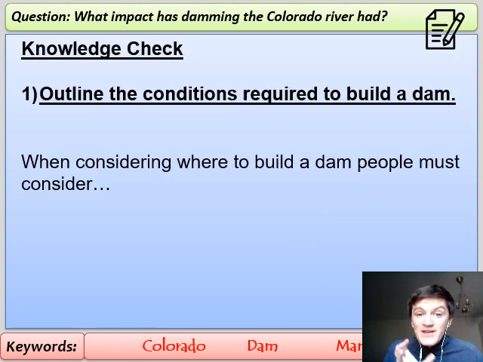So I've just talked about the conditions required to build a dam. Now I want you to think about it yourself and get it written down. When considering where to build a dam, people must consider... So aim for 2 or 3 ideas.